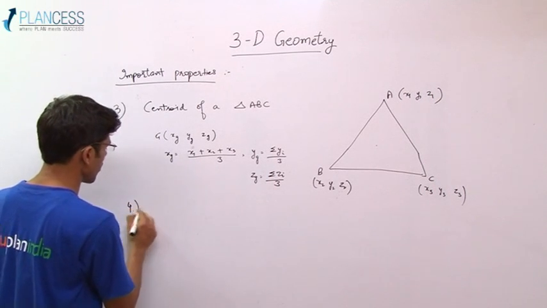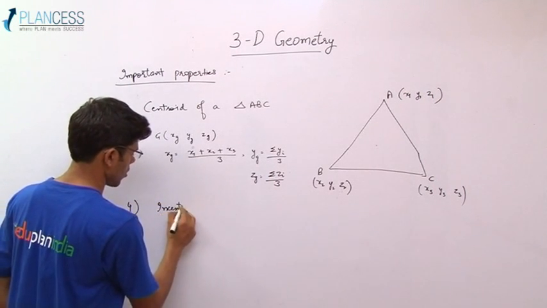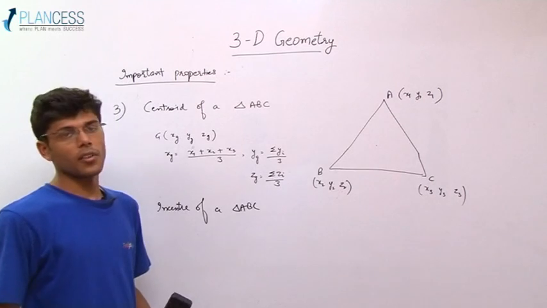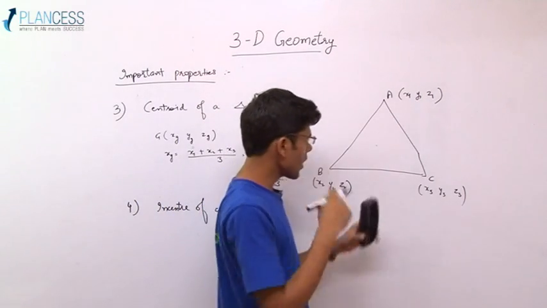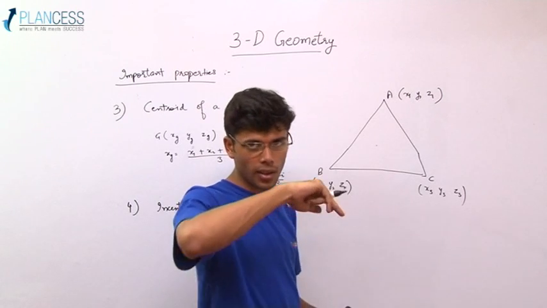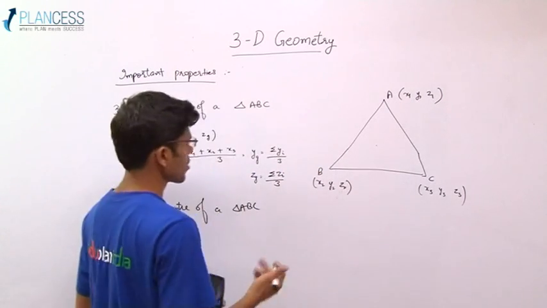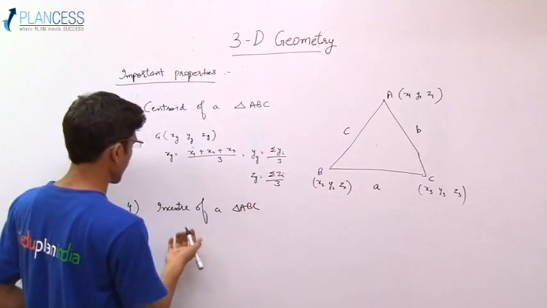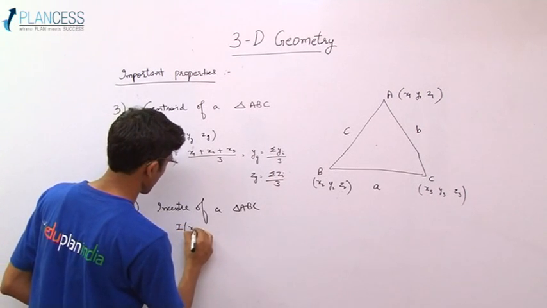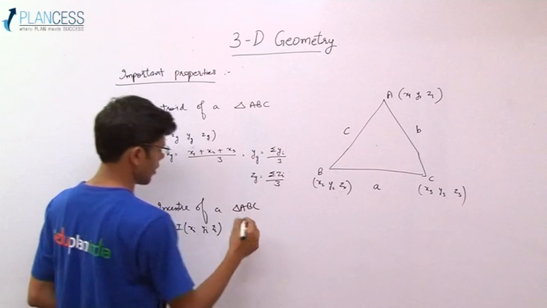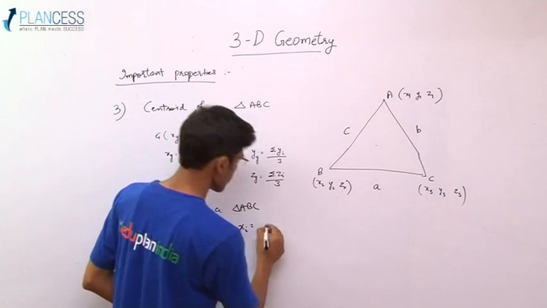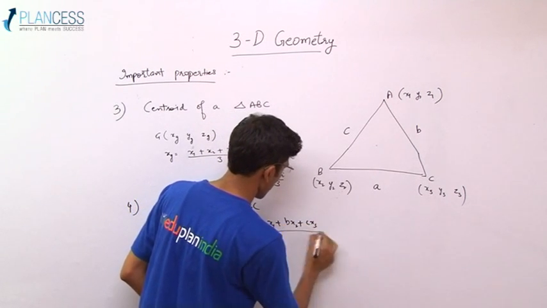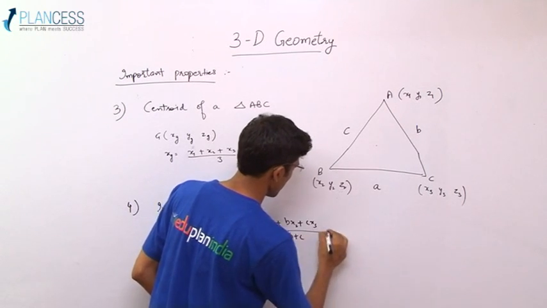We also have the incenter of a triangle. The incenter of a triangle ABC is defined as the point which is the center of the circle inscribed in triangle ABC. Suppose the sides of the triangle are A, B, C in this notation. Then the incenter I, with coordinates xi, yi, zi, has xi equal to (A x1 plus B x2 plus C x3) upon (A plus B plus C).